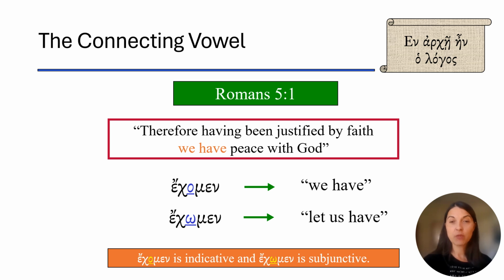So for example, in Romans 5:1, "Therefore, having been justified by faith, we have peace with God." That little connecting vowel can be the difference between an indicative or a subjunctive mood. And so in the first example, you see the omicron is connecting the ending and shows it's in the indicative mood. So we have peace. However, if that were an omega, this would be in the subjunctive, and that would be "let us have," or "we may have." So this is a very important little letter.